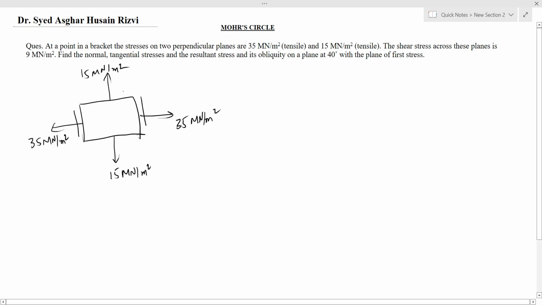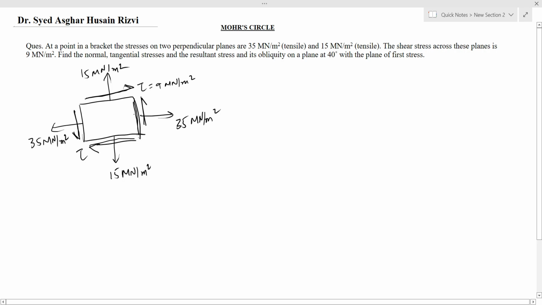It is also experiencing the shear stress along the planes. So let us mark the shear stresses. Tau is 9 meganewton per meter square. It is like this. On major principal plane it is in anti-clockwise direction and in minor principal plane it is in clockwise direction, and we know that clockwise direction shear stresses are positive and anti-clockwise direction shear stresses are negative.